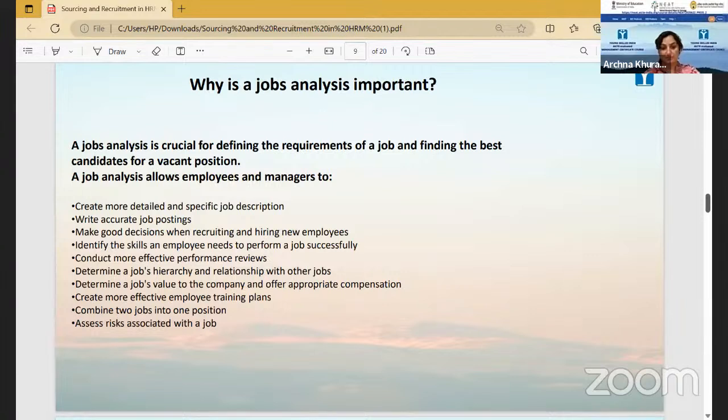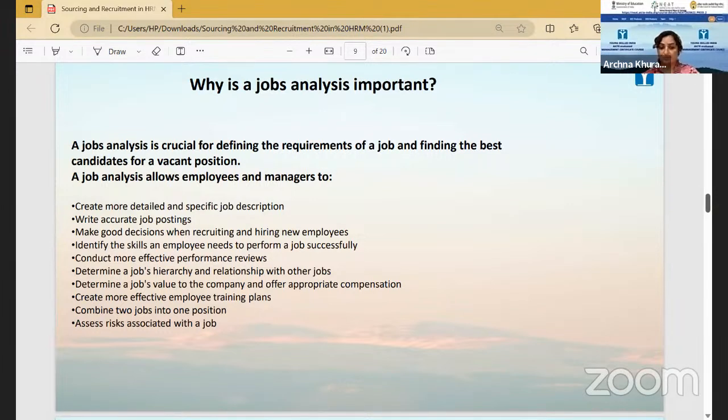Third is making good decisions when recruiting and hiring new employees. So obviously, if you have a very well written job analysis in front of you, you know what you are looking for in people. As an HR, it becomes much easier for you. You can really structure your questions around that, or you can see what kind of skills you are evaluating people for, and then you can take the best decisions. Fourth is identify the skills an employee needs to perform a job successfully. Again, very, very important. The more clearly written and drafted the job analysis is, the more it makes your job easier.